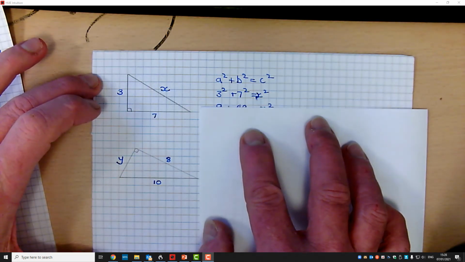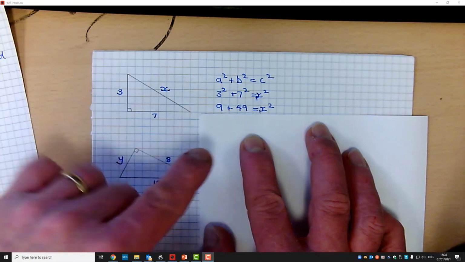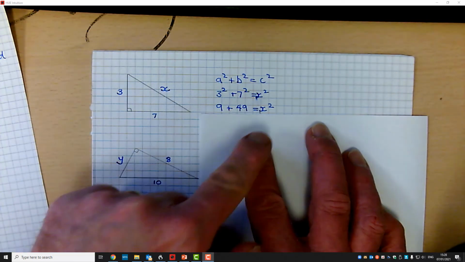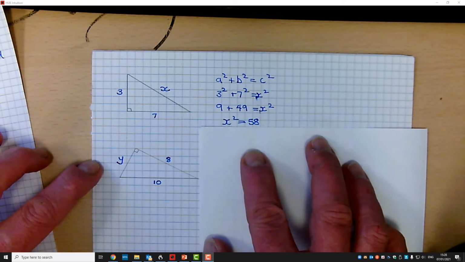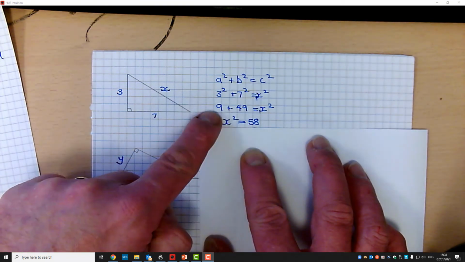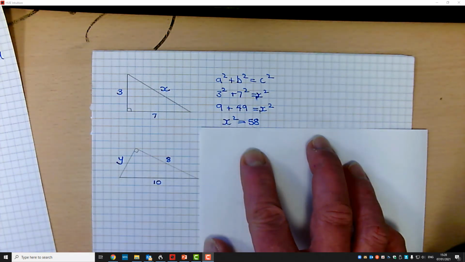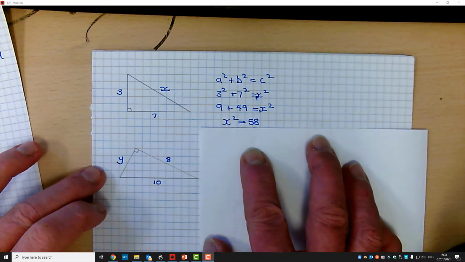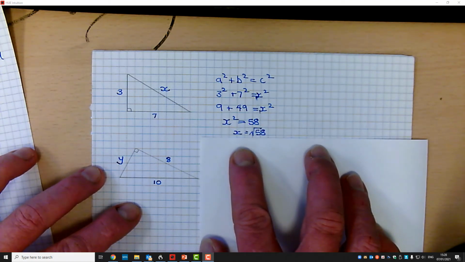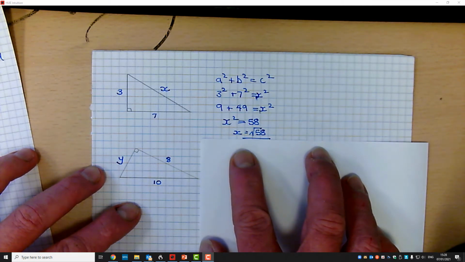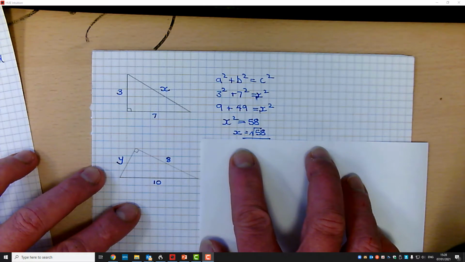Okay, 3 squared is 9 and 7 squared is 49, equals X squared. So X squared must be 49 plus 9, 58. And to work out what X is, if X squared is 58, X will be the square root of 58. And remember, for the purpose of this lesson, we're just going to leave it as a surd, the square root of 58. So don't bother working out what that actually is as a number.